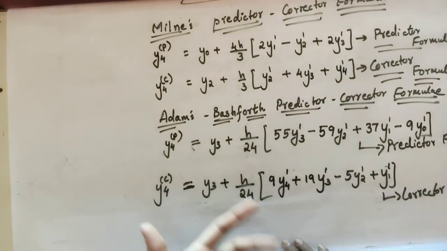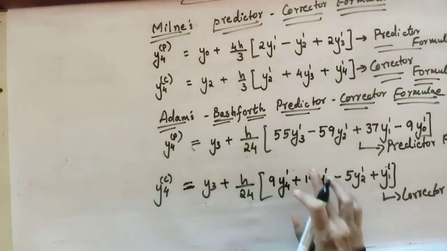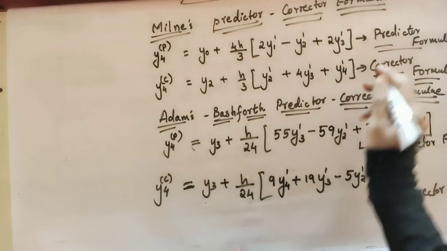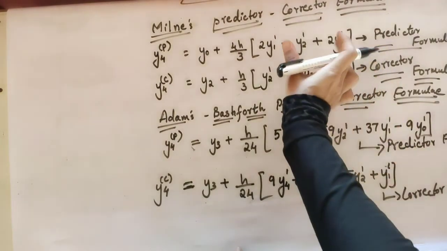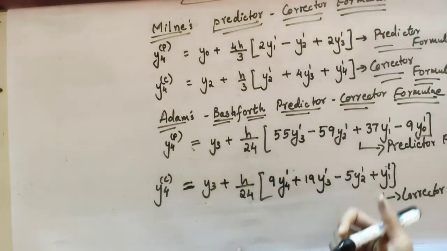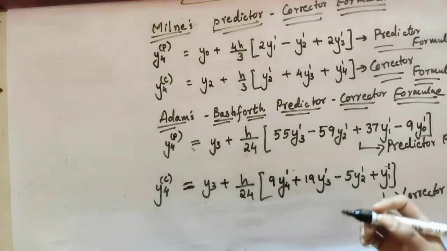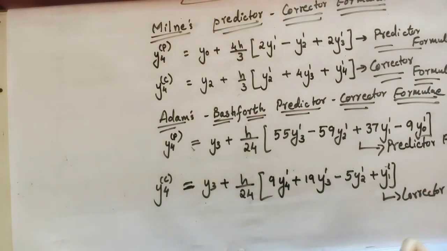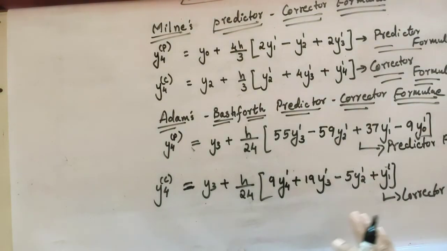A better way to remember it: in Adams-Bashforth there are 4 terms in the bracket, but in Milne's there are only 3 terms for both predictor and corrector formulas. Keep those things in mind and try to solve your problems on your own. These are just some hints I am giving you to remember these formulas.